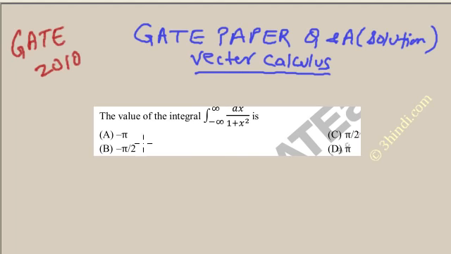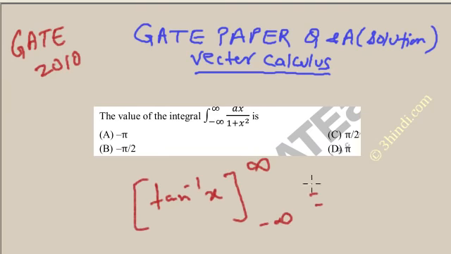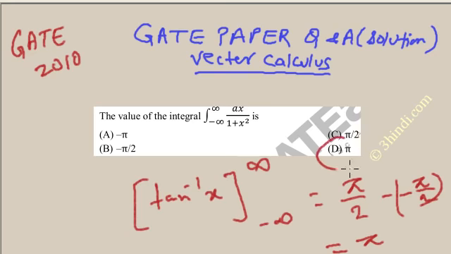Here the value of the integral of this: the integration of this is tan inverse x, from minus infinity to infinity. So pi by 2 minus minus pi by 2, that means pi. So the answer is this, D.